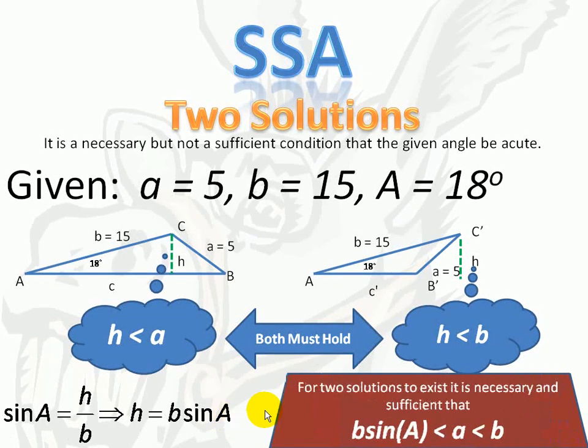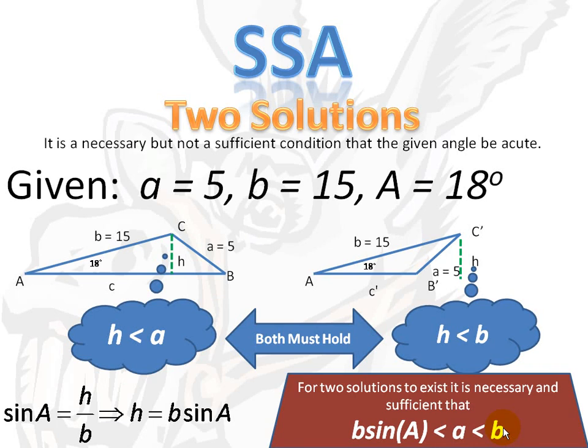Now, here's what happens. For two solutions to exist, it is necessary and sufficient that this happen: H, B sine A, is less than A and is less than B. That has to be true for you to have two solutions. And if you have two solutions, that is true. So that's the way you can test. If you're given this information and you want to find out, does it have two solutions? Plug in your B, your uppercase A, and see if that's less than the lowercase a, and see if that's less than the lowercase b. If that's true, then you have two solutions.